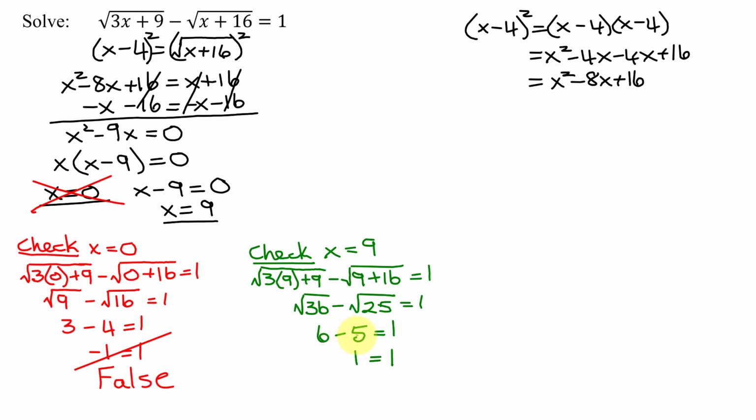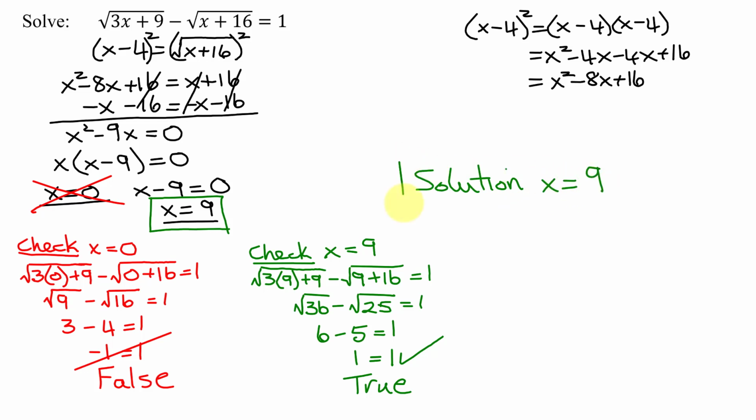Does 6 minus 5 equal 1? Well, 6 minus 5 is 1. 1 equals 1. That is a true statement. So I know x equals 9 is a good solution. So the solution to this equation is there is only one solution, and it is x equals 9.